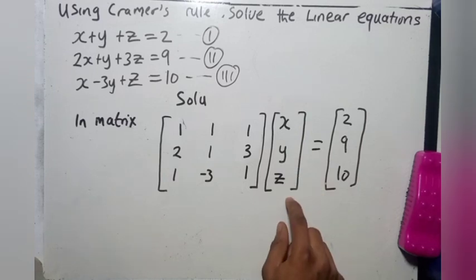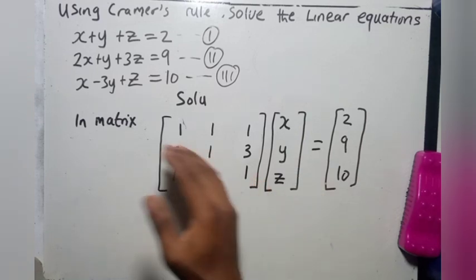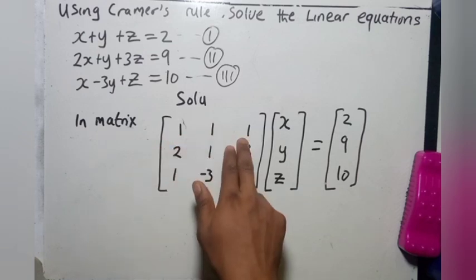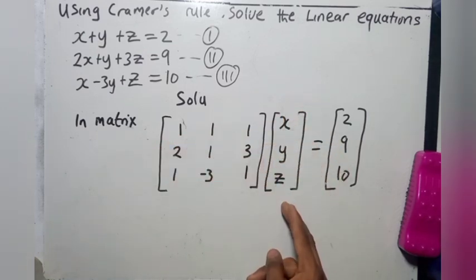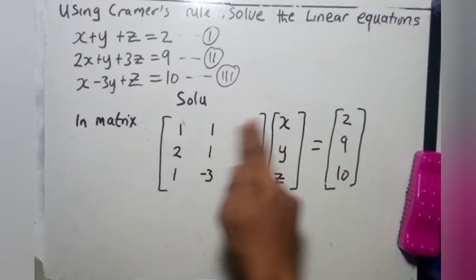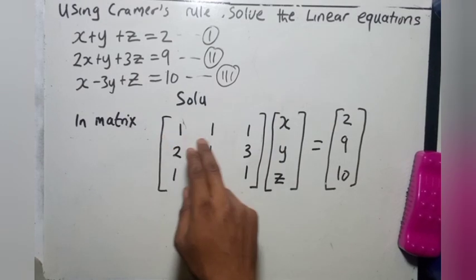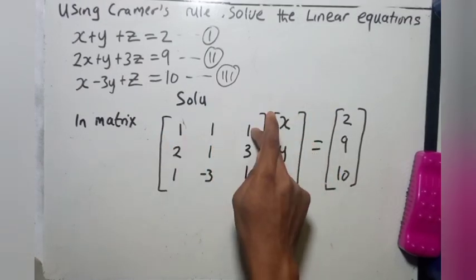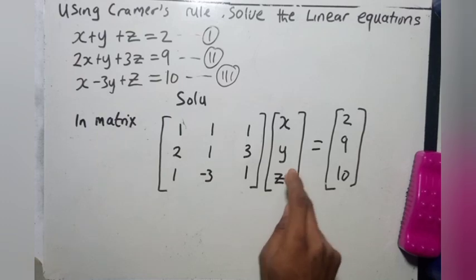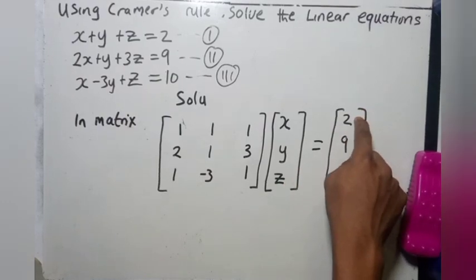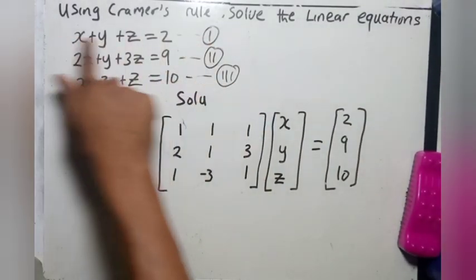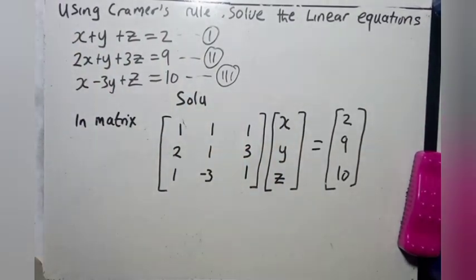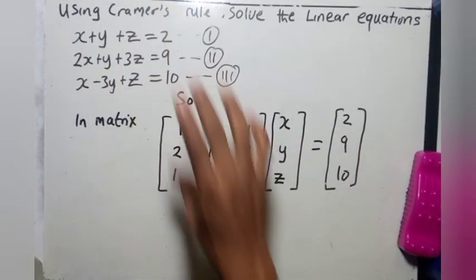Okay. Now, for the next column, you also have your x, y, z, represented in this order. Because when it comes to matrix, this is how we multiply: this 1 we multiply by x, 1 we multiply by y, 1 we multiply by z. And everything will give us 2. And if you do that, you still get back to this. So I just represented this in matrix form.